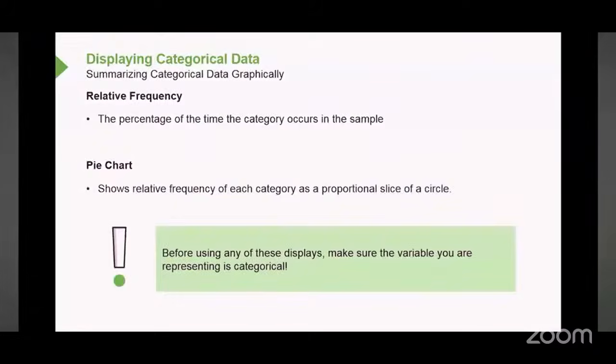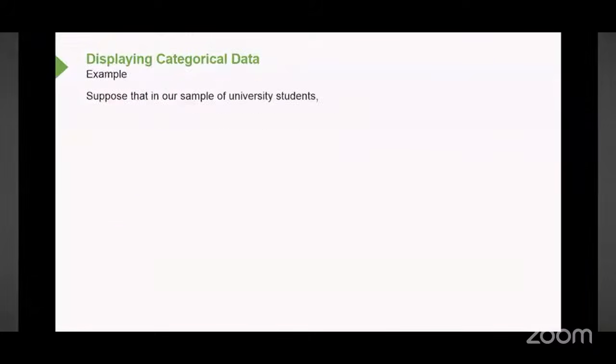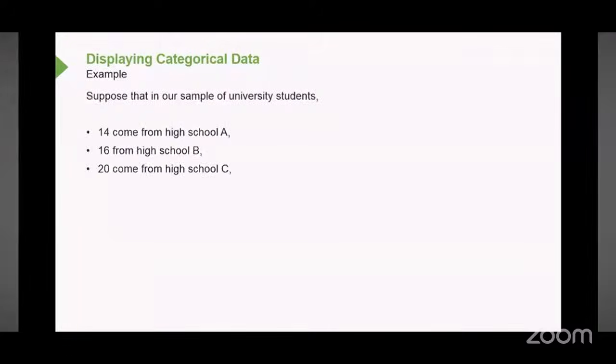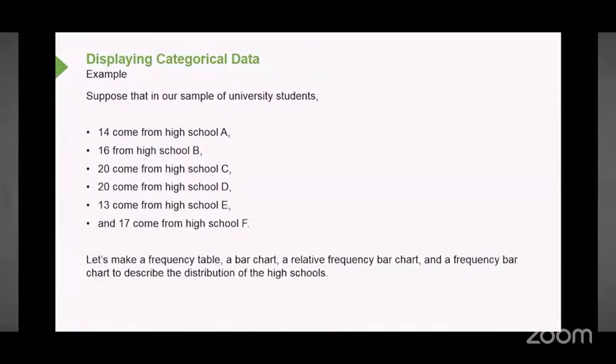If it's not, then these displays are meaningless. So let's talk about some of these displays. So let's look at our university example. We have 14 from high school A, 16 from high school B, 20 from high school C, 20 from high school D, 13 from high school E, and 17 from high school F.